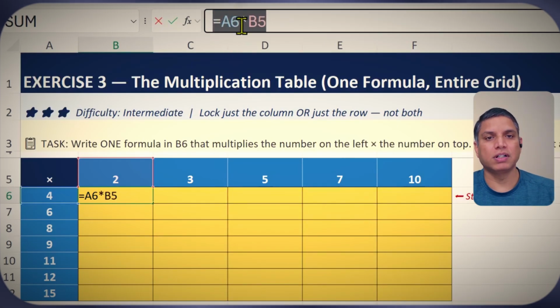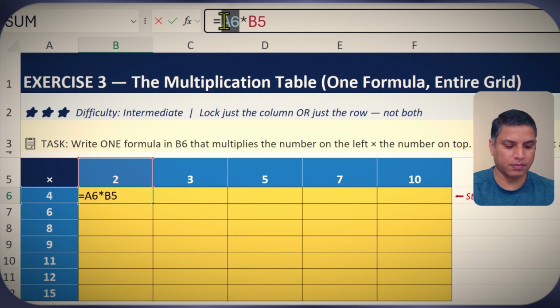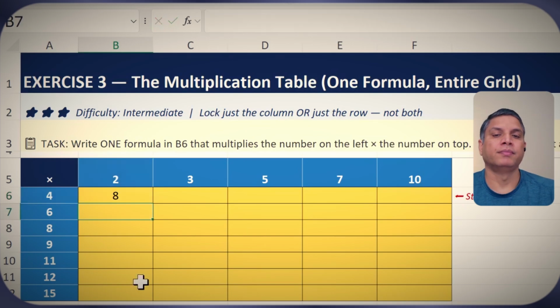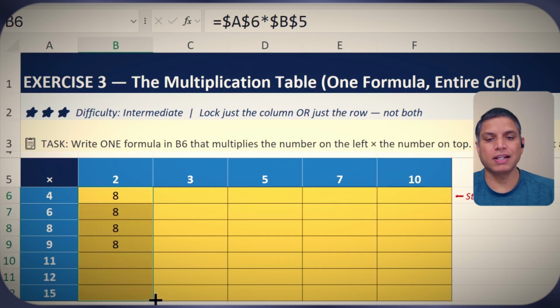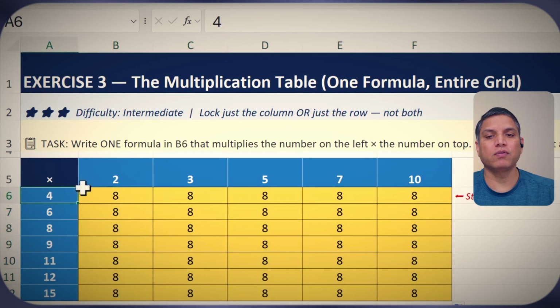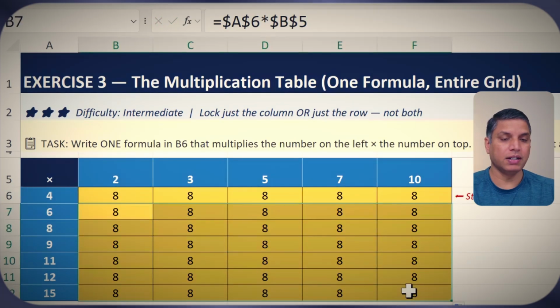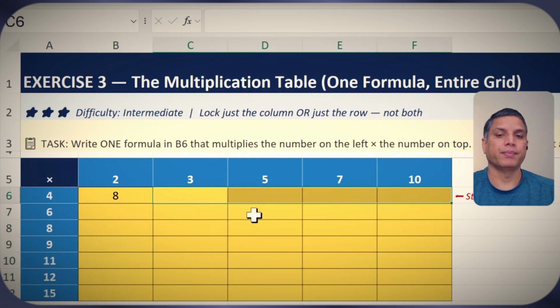Let's say we put dollars over here, dollars, and here also we put dollars and enter. Now what happened? We have fixed it to such a level that everything is fixed now. Everywhere it is multiplying 4 with 2 because these two cells are fixed. So fixing also where it should be done, that needs to be understood properly.